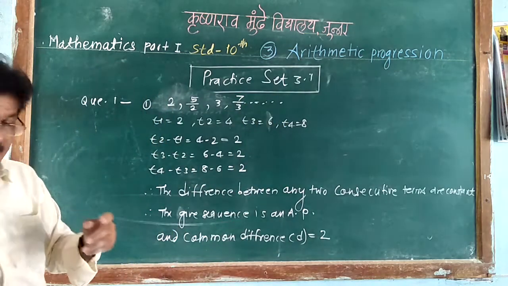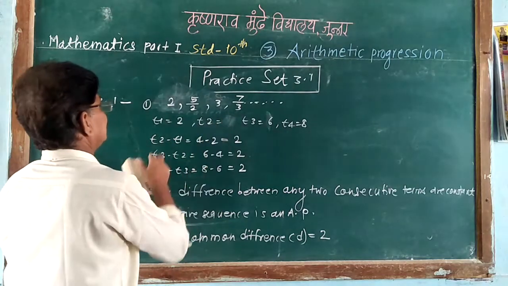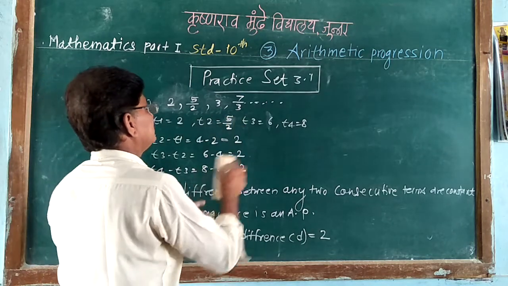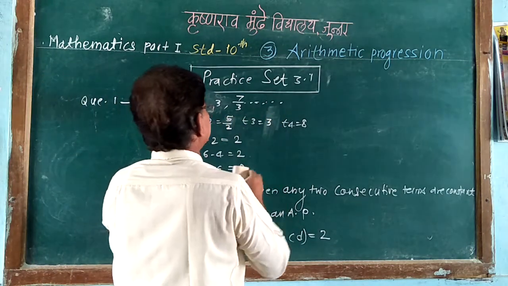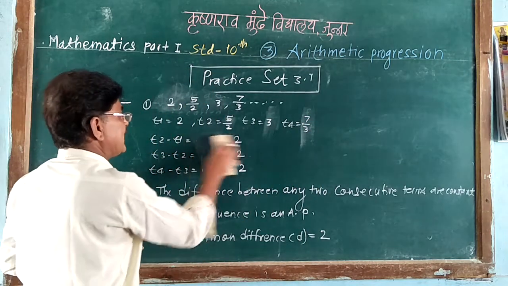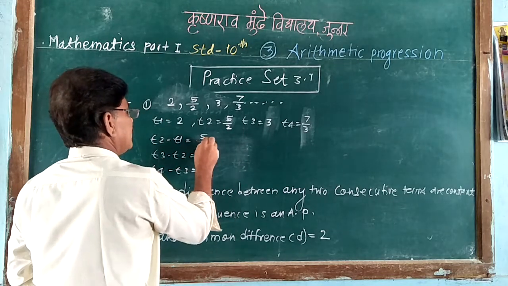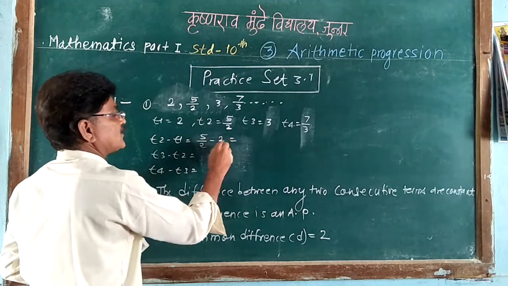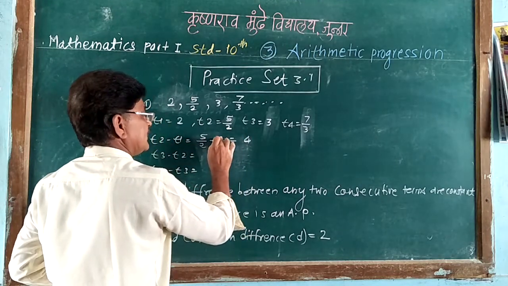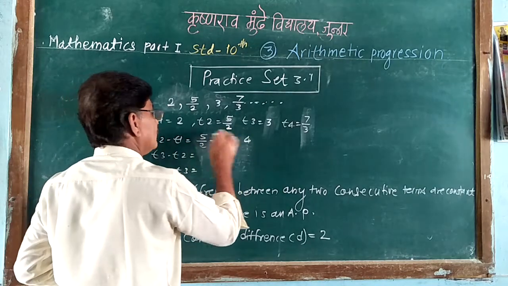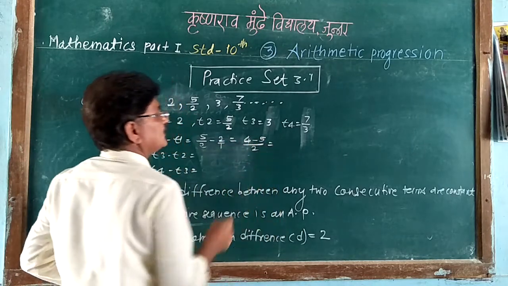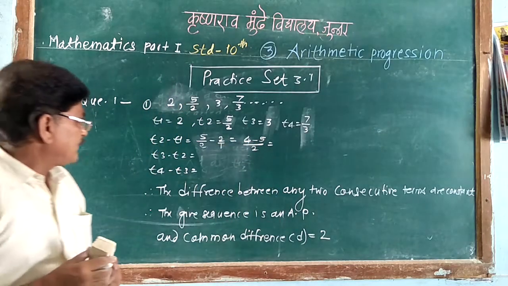The sequence is 2, 5 upon 2, 3, 7 upon 2. First write the first term t1, second term 5 upon 2, third term 3 and fourth term 7 upon 2. t2 minus t1: 5 upon 2 minus 2. Cross multiplication: 5 into 1 is 5, 2 into 2 is 4. 5 minus 4.